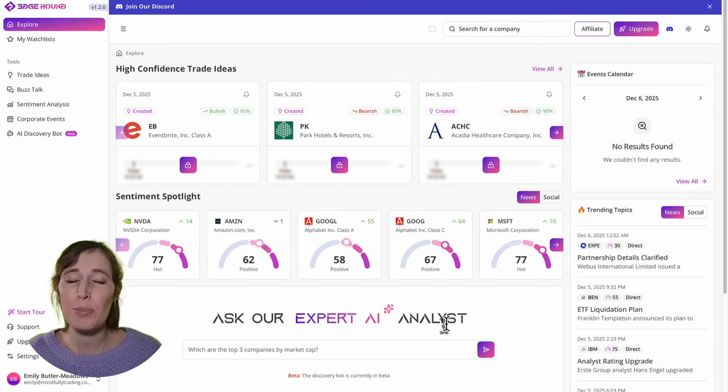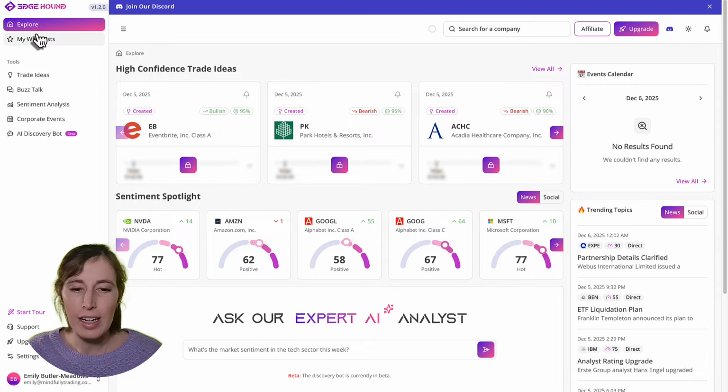Here we are in the dashboard of Edge Hound, and there are so many different components here. I'm going to go through this step by step and we can explore these together. As we can see on the left hand side, we have the sidebar with the different menu options. It looks like they've got a Discord chat, which could be useful if you are really interested in getting involved with an investing or trading community.